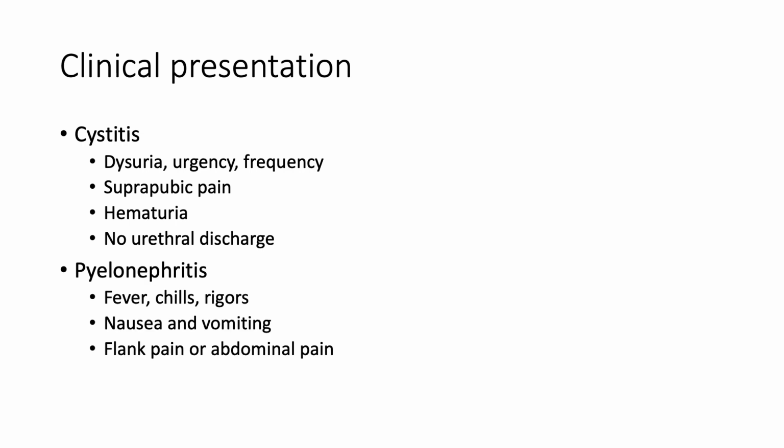Pyelonephritis is a kidney infection, so you're going to have more systemic symptoms like fever, chills, and rigors, nausea and vomiting, and they'll commonly also have flank pain or abdominal pain.